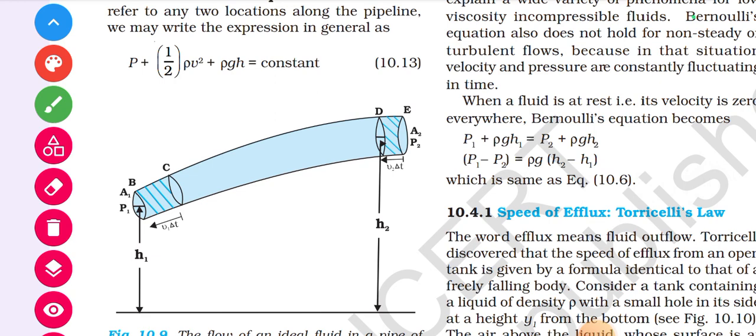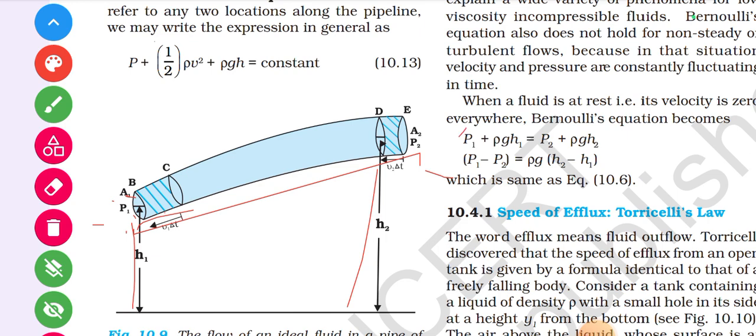In that case, you can see the pipe is at different heights here. So obviously the potential energy at these two points, or these two cross-section areas, will be different, and there will also be kinetic energy. Suppose the velocity is v1 here and v2 here; the velocity will be different, the potential will be different, and let's assume the pressure is also different in those two regions.